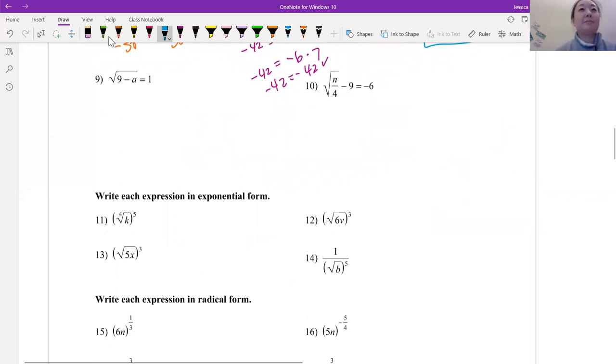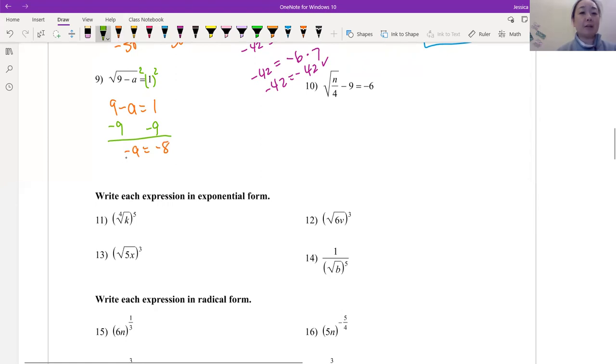Here we go. I'm just going to do a think aloud at this point, right? So I notice that there's only a square root there. So I'm going to just square both sides. And then we get 9 minus a is equal to 1 squared, which is 1. And then I'm going to subtract 9 on both sides. Now I have this negative a right here is equal to 1 minus 9, which is -8.